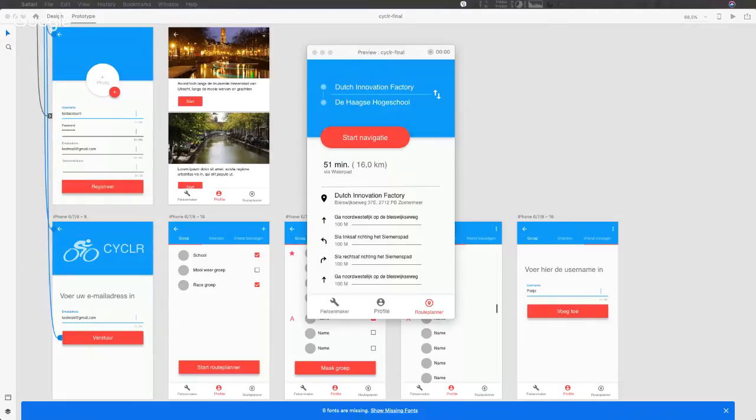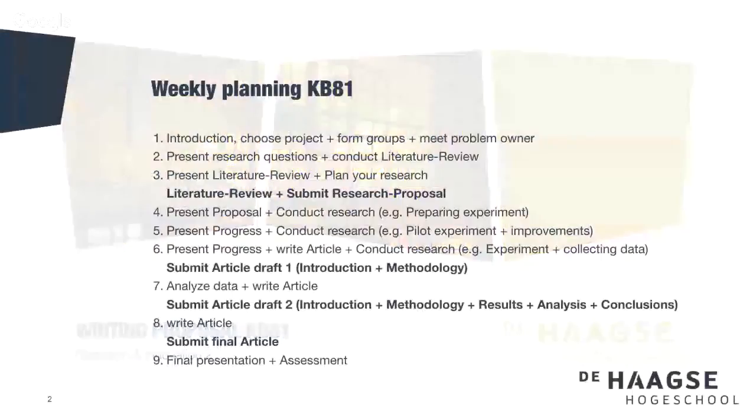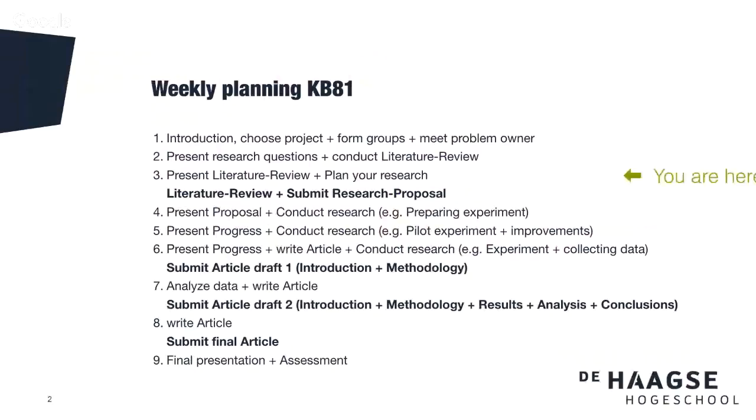And here we go. Okay, hello everybody. Today we're going to talk about writing your research proposal. So this is Research and Innovation 2. This is the planning. You're already familiar with this list. And right now we are over here.